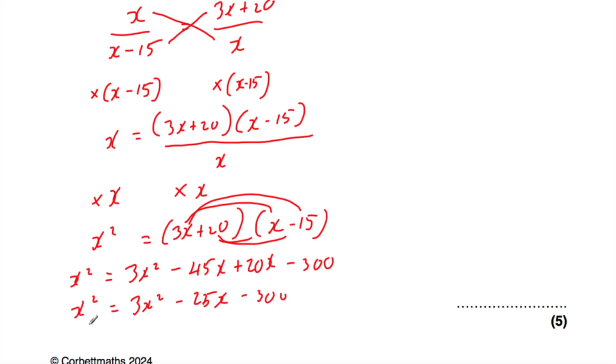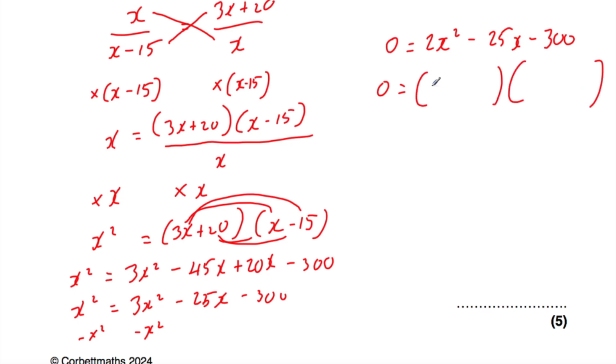Okay, now let's get rid of this x squared. So let's minus x squared and minus x squared. On the left hand side, we'd just be left with 0. On the right hand side, we'd have 2x squared minus 25x minus 300. Okay, now let's factorize this. So 0 equals bracket, bracket. And hopefully this factorizes. I'm going to go for 2x and x. And I want two numbers that multiply together to be minus 300, and whenever I expand the brackets, I get my minus 25x in the middle.